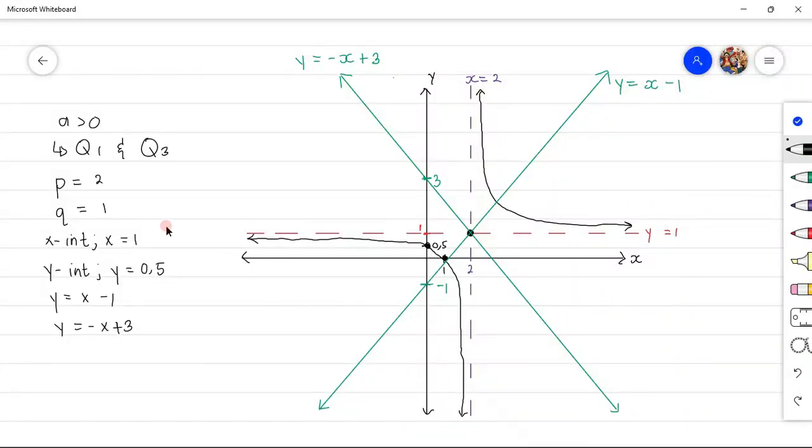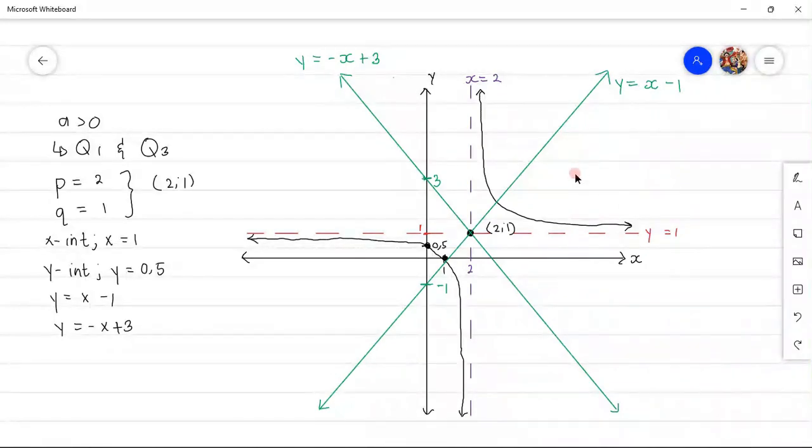We also have a point of intersection of P and Q, or of our asymptotes, which has a coordinate 2 and 1, which is this point over here. Now that is everything that we have drawn. This is our hyperbolic function. If we were drawing a hyperbolic function whereby a was less than 0, our curves would have been drawn in quadrant 2 and 4.